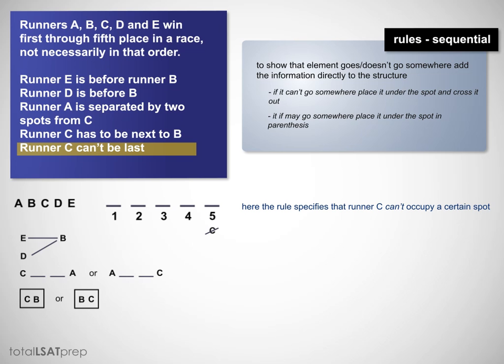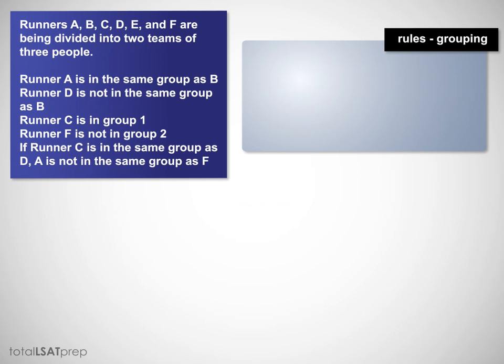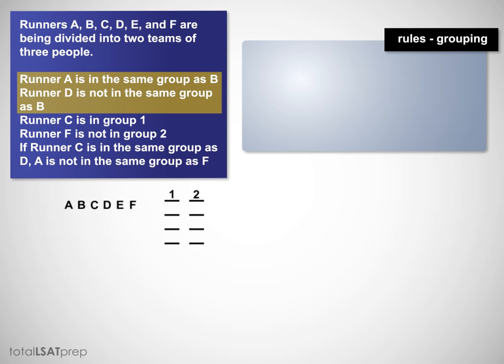So let's take a look at this game, which is a representation of a grouping game. Runners A, B, C, D, E, and F are being divided into two teams of 3 people. So 2 teams of 3 people. The structure elements are grouping elements. So the first 2 rules say that runner A is in the same group as B, and runner D is not in the same group as B.